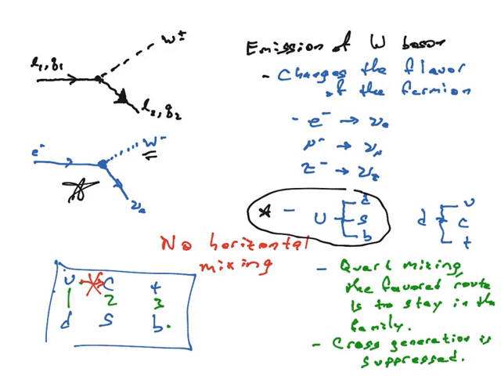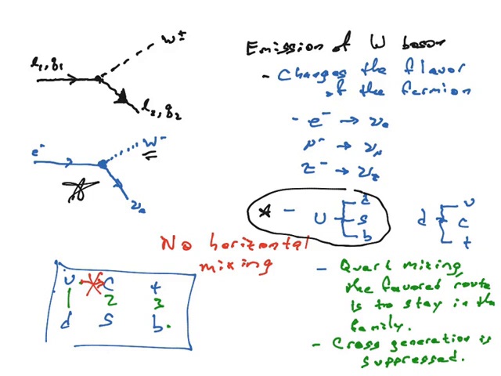For the quarks, you're changing the flavor of the quarks. An up can become a down, or an up can become a strange. You never have horizontal mixing, so an up cannot become a charmed. And you could either stay in your family, stay in your generation, so up to down or down to up, or charmed to strange, strange to charmed, and so forth. Or you could cross generation. So you're from up to strange. But if you cross your generation, it's less likely to happen.